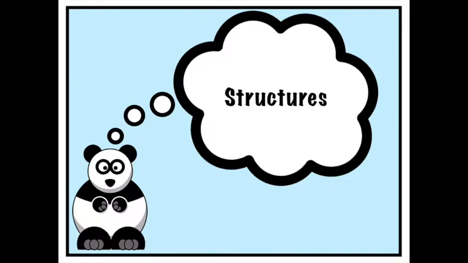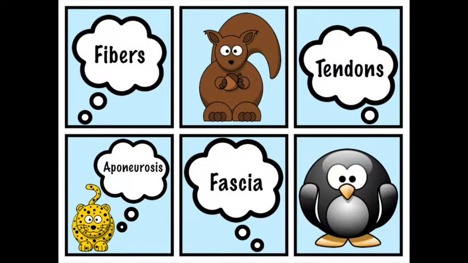Now let's look at muscle structures. The body has more than 600 muscles, which is nearly half your body weight. These muscles are made up of fibers which are covered in fascia and are attached to bones by tendons. The muscles are composed of long, slender cells known as muscle fibers. A fiber is a thread-like structure.